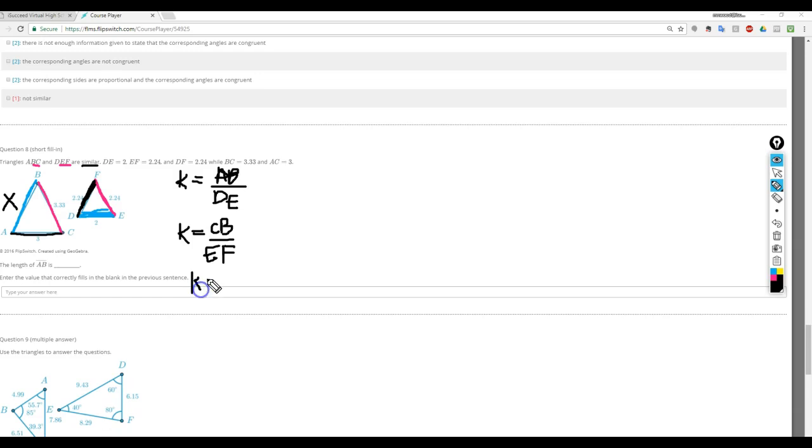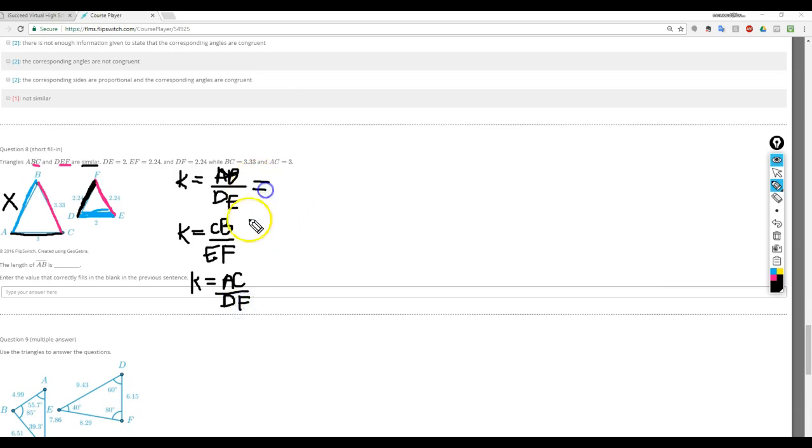And K is also going to be FD to AC. Oops, that's for my second triangle, so I need to make sure that I'm using AB and CB all from the largest triangle. So I need to make sure when I'm setting up my last one that AC is in the numerator. So AC compared to DF.